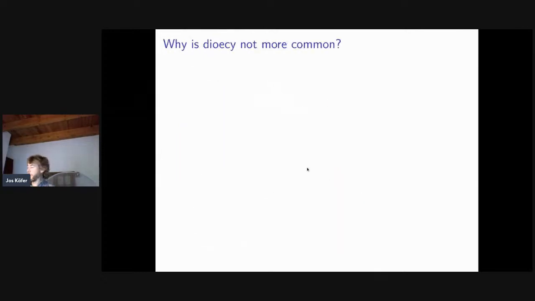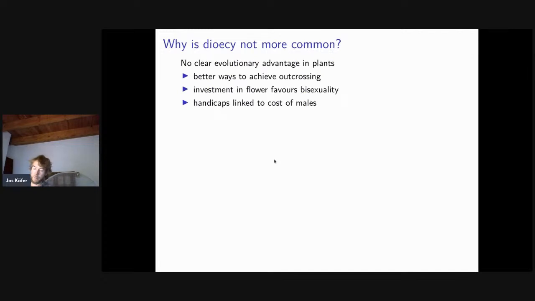So the question that has often been raised is why dioecy is not more common. I'm not going to give a talk about all the biology of dioecy, I'll just talk you through this quickly. There seems to be no clear evolutionary advantage of dioecy in plants. There are better ways to achieve outcrossing, like self-incompatibility. The investment in the flower actually favors bisexuality, because then the cost of producing a flower is shared between the two sexes.